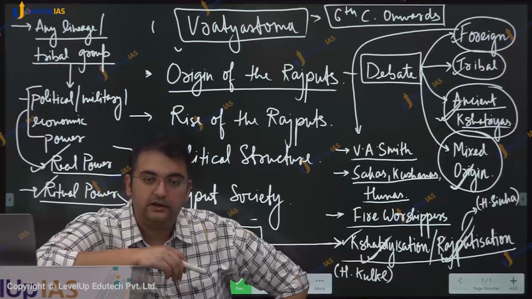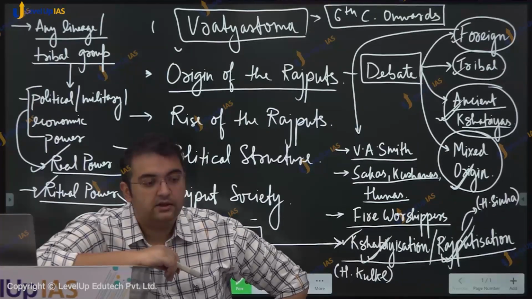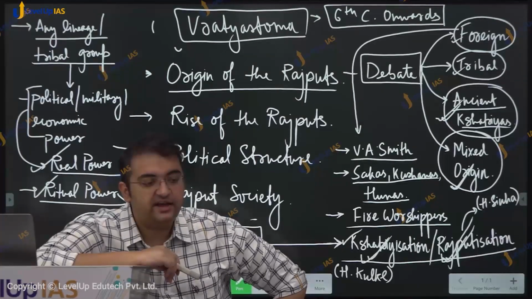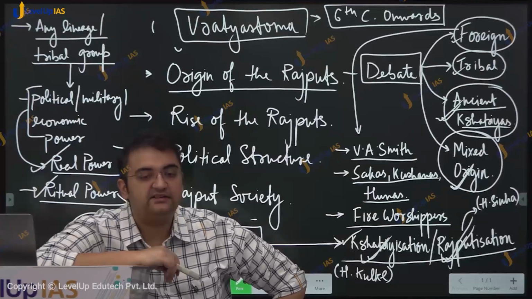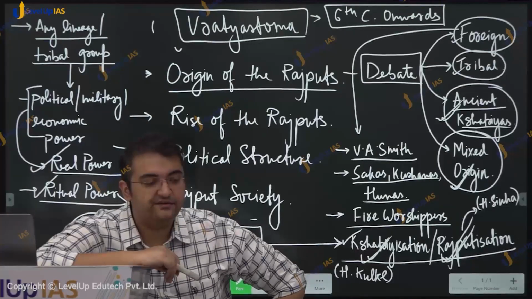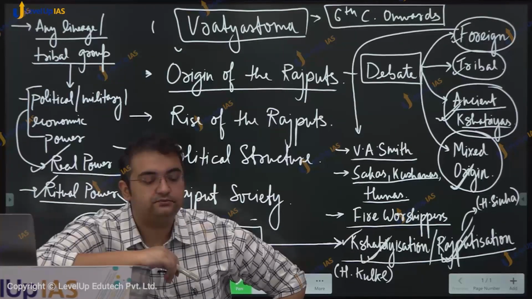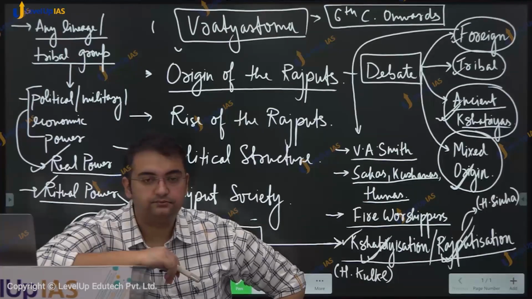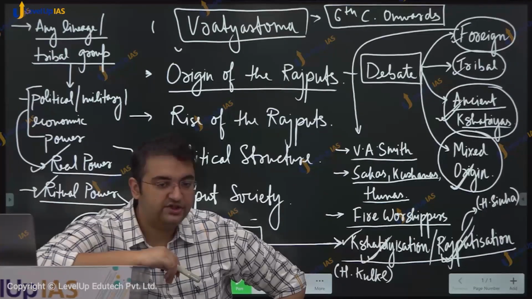ठीक है. Next point. They naturally tended to legitimize their role or to legitimize their influence, which was possible through the process of Kshatriyization or Rajputization.